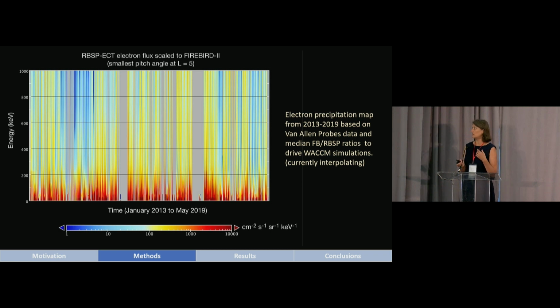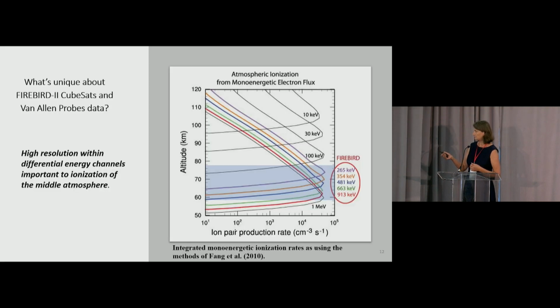This particular one is for L-shell 5, and we're currently trying to find the best way to interpolate the missing data points so that we can get this full input map to drive our WACCM simulations. Very excited to see what this will give us in terms of the effects of electron precipitation on our atmosphere.